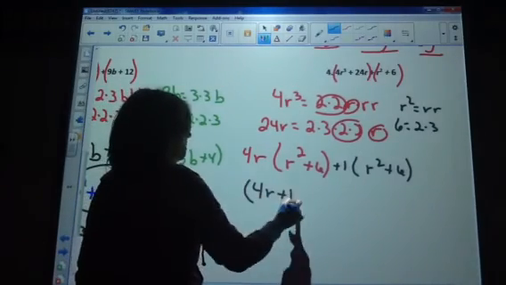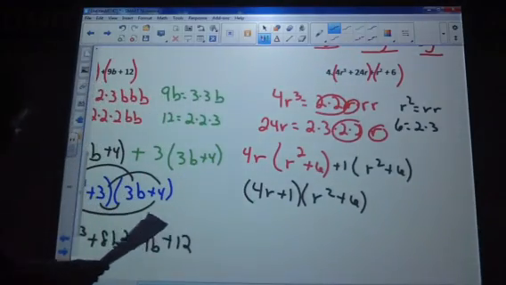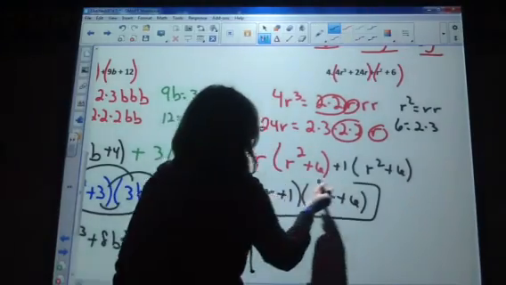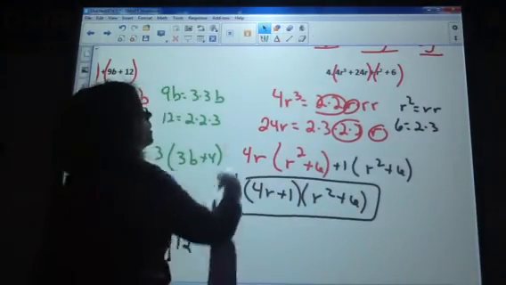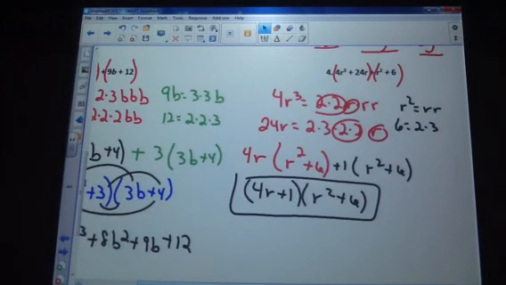4r plus 1, r squared plus 6. So here's your answer. And you can distribute it to make sure that you end up with this polynomial. Alrighty, that's it, guys.